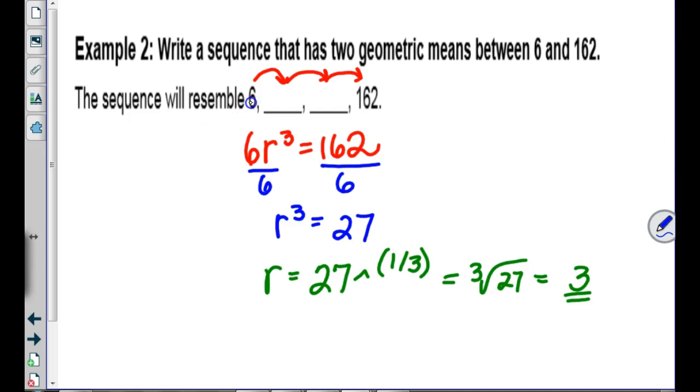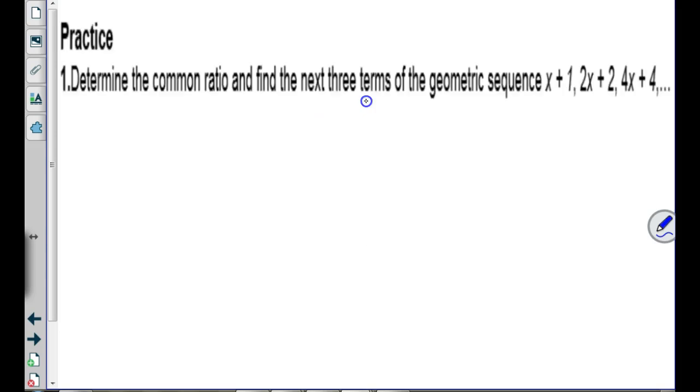What do we have to do? Find the actual terms, and remember this should be self-checking. It should come out to 162 at the end. So 6 times 3 is 18, times 3 is 54, times 3 would be 162. Worked? Okay, not taking your calculator away from you, so you can.